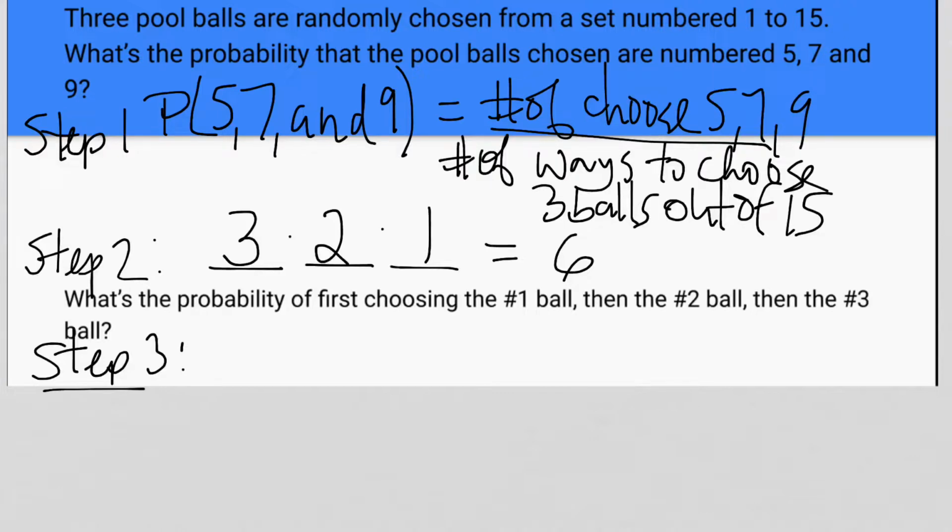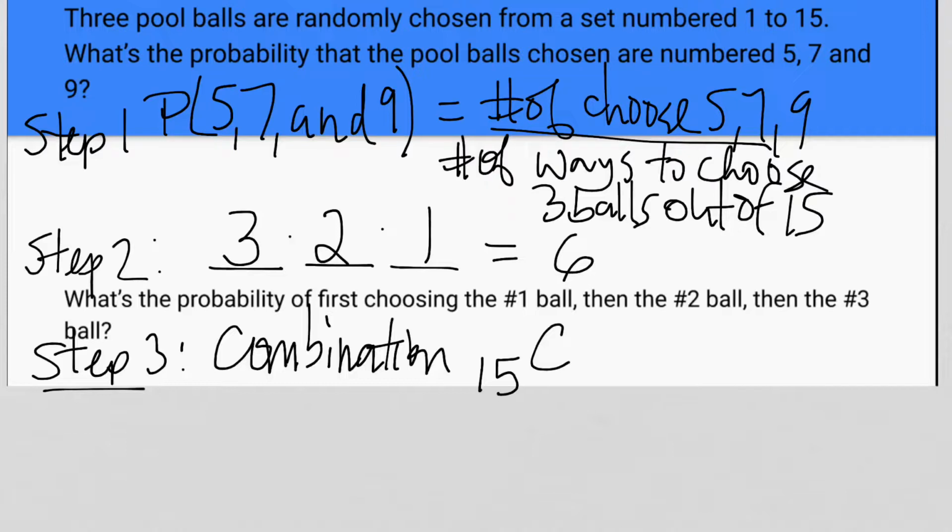the denominator. Here, it doesn't matter the order of choosing the 3 out of the 15. So this is a combination problem. So I need to figure out what's the combination, 15 altogether, and all I want is 3 of them to be chosen. You put that in the calculator, and I get it to be 455.